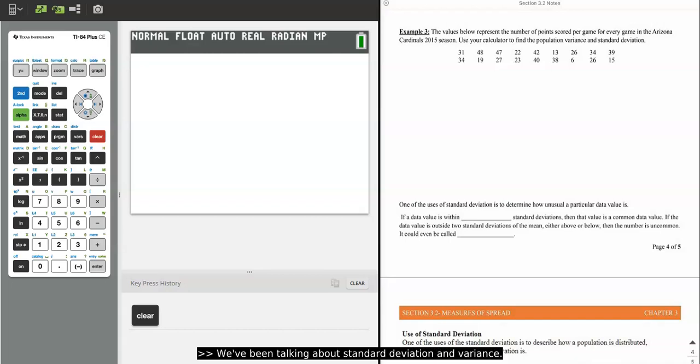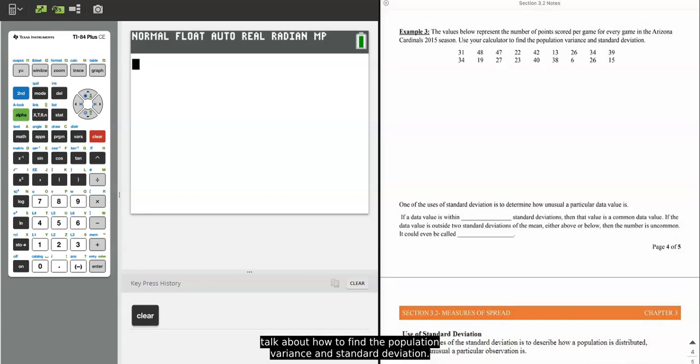So we have been talking about standard deviation and variance. And so what we're going to do now with our example 3 is just, again, go through, enter our information on our calculator, and then talk about how to find the population variance and standard deviation. So what we want to do is first go through and read the question. It says the values below represent the number of points scored per game for every game in the Arizona Cardinals 2015 season. Use your calculator to find the population variance and standard deviation.